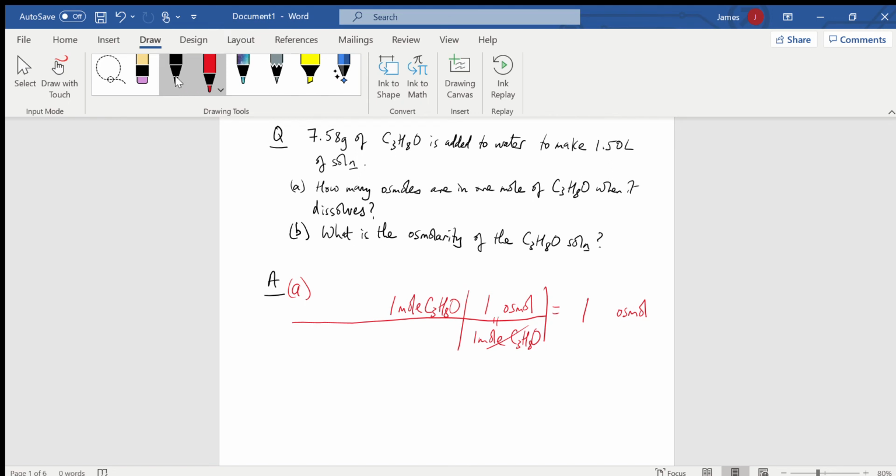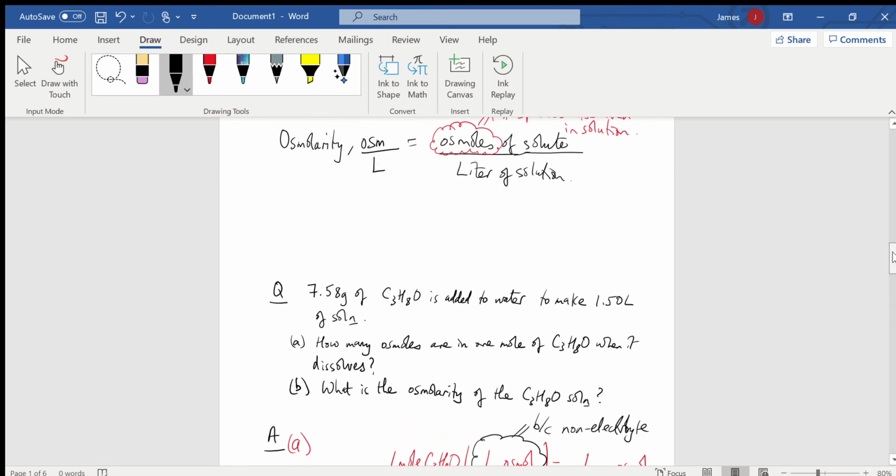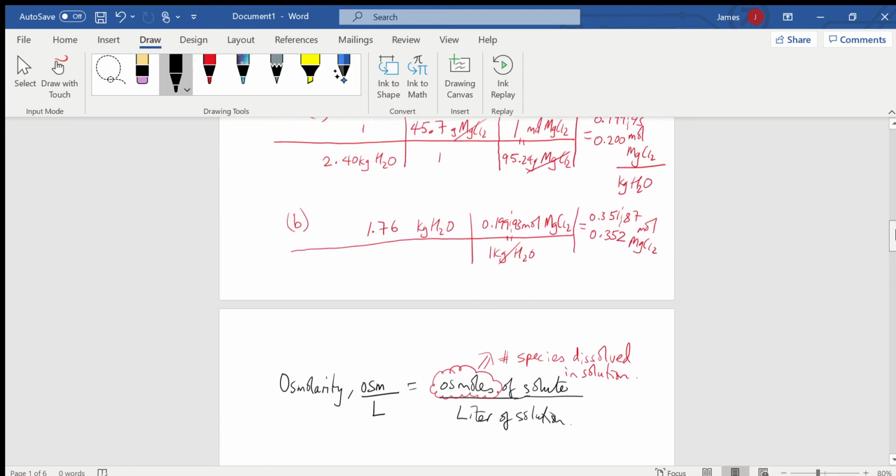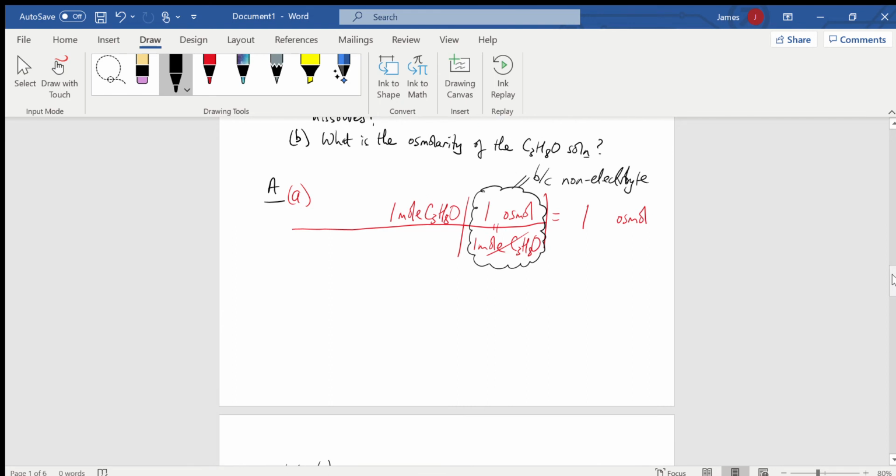So where does this come from? Why is it this 1-to-1 equivalence? This is because it's a non-electrolyte. Recall that we're interested in the number of dissolved species. So when a non-electrolyte dissolves, it just stays as one unseparated object. Okay. All right.